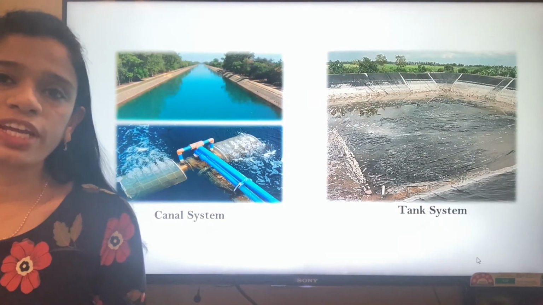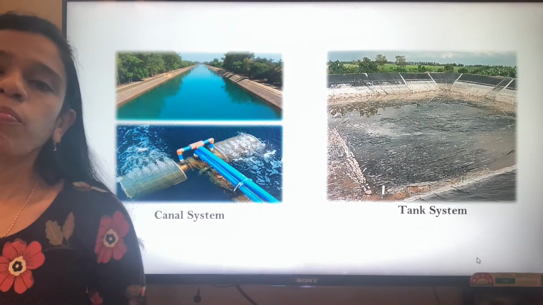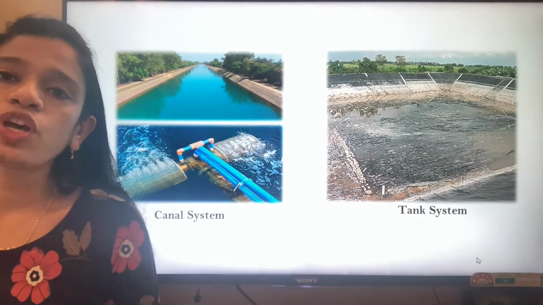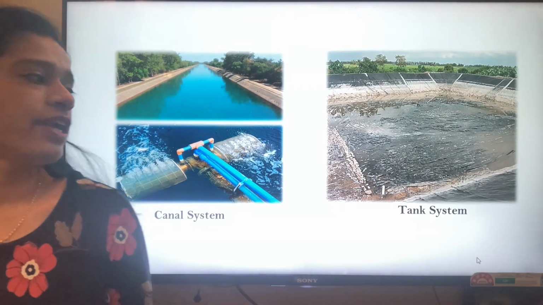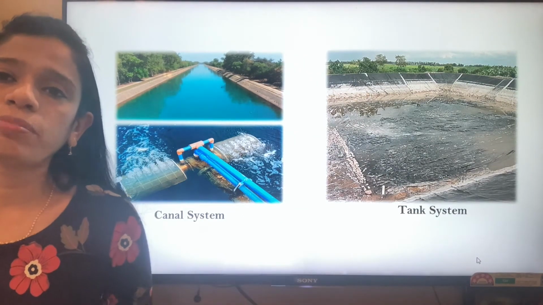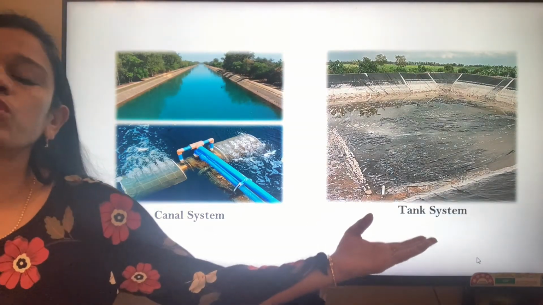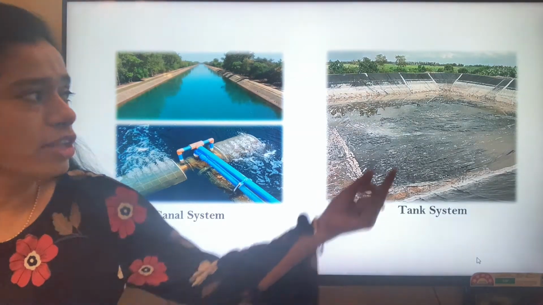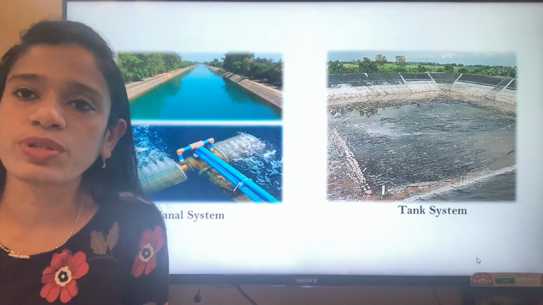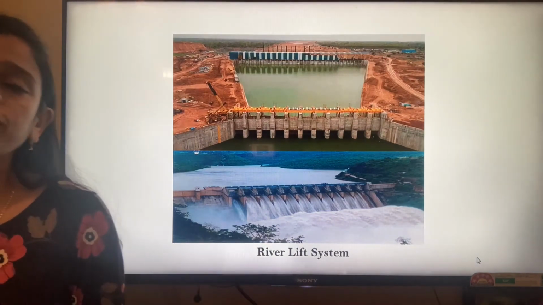The next modes of irrigation are the tank system and the canal system. In both the canal system and the tank system, pipes or tunnels have been drawn through which the water flows and it is given to the field that requires it. For the tank system, water is generally stored in man-made tanks, or sometimes natural tanks or big tanks, where mostly rainwater gets stored, and through channels it is distributed into the fields when and where required. And finally, it is the river lift system.